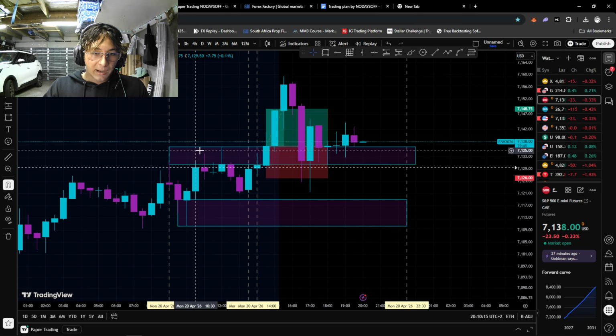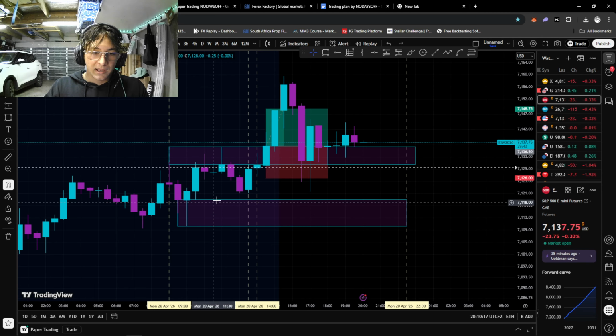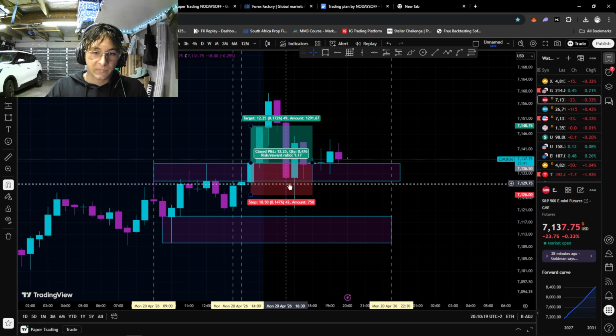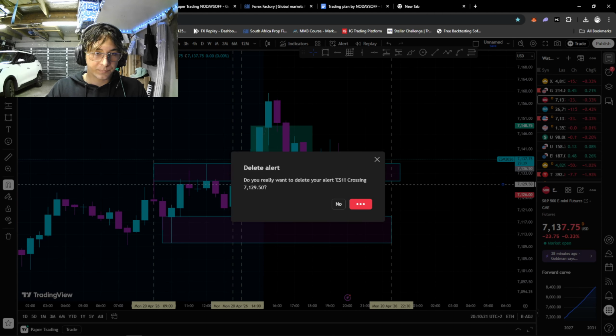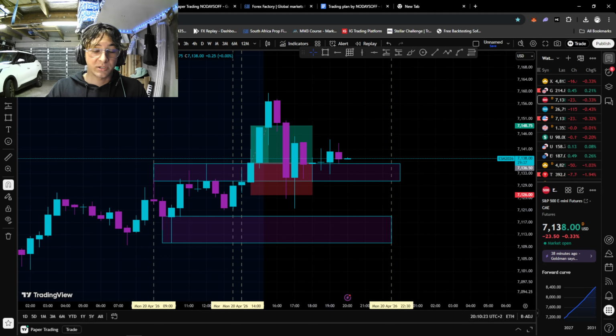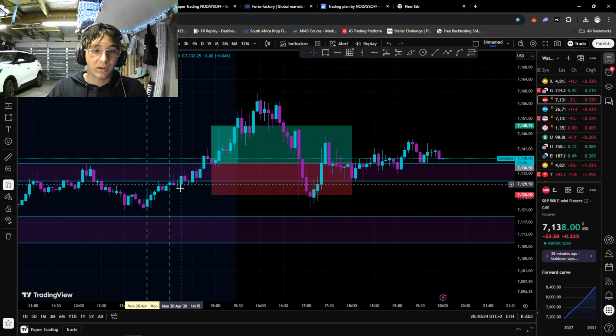So on the 30-minute I marked out over here London session highs, London session lows. Let's get rid of this. And then I had a bullish bias. I was targeting this gap, this huge gap, because it needs to be filled. So I entered off of this mini little break and retest of the Asian London highs. As you can see, it was respected quite well.